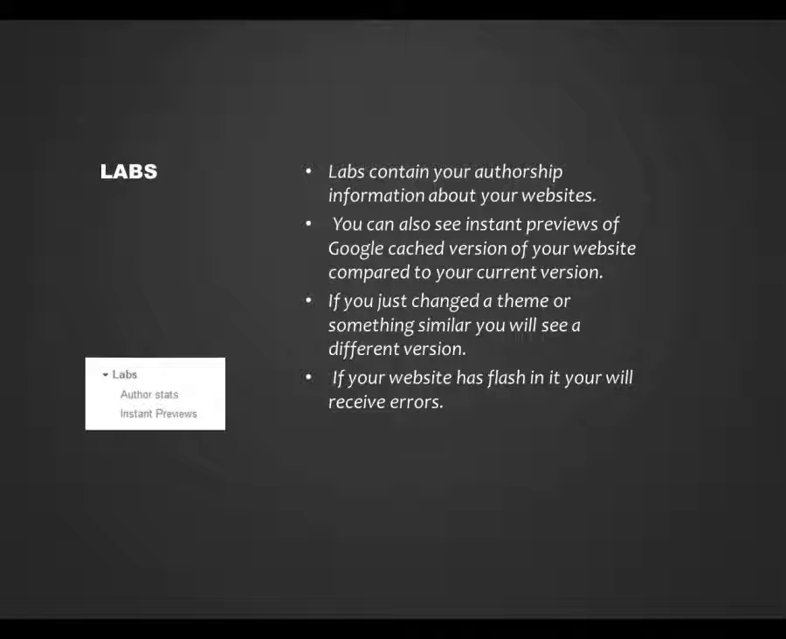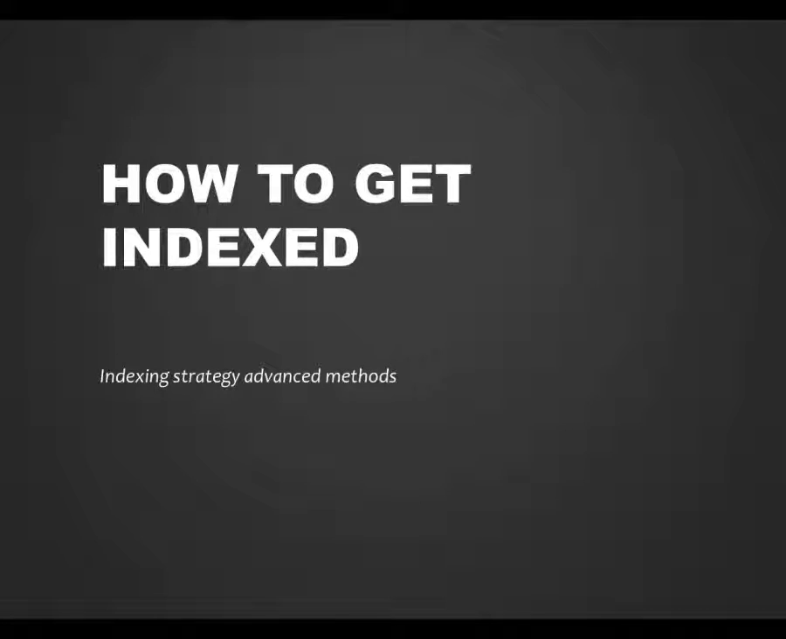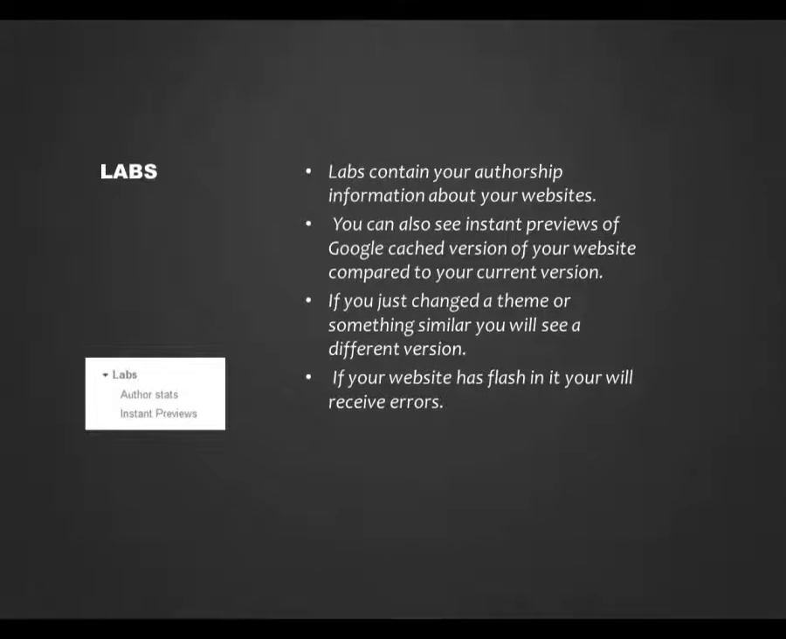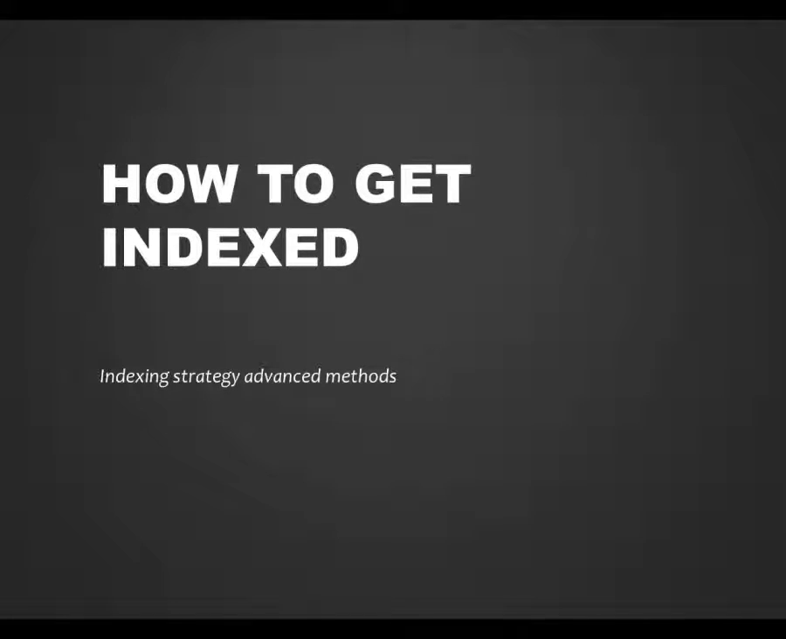Labs. Now labs contain your authorship information about your website. You can also see instant previews of Google's cached version of your website and compare to your current version. If you just changed a theme or something similar, you'll see a different version. If your website has Flash on it, you're going to receive errors. We're going to be talking about how to get your authorship and what that means. And then, of course, the instant previews is Google's cached version of your website.